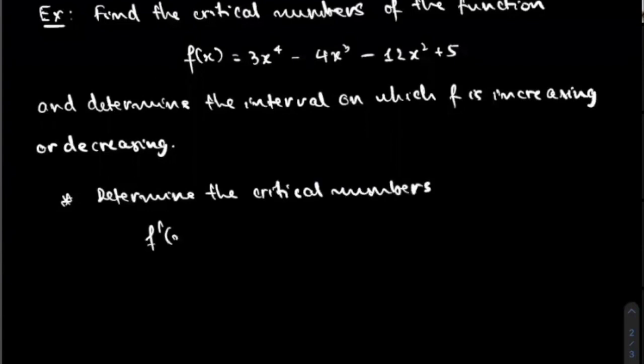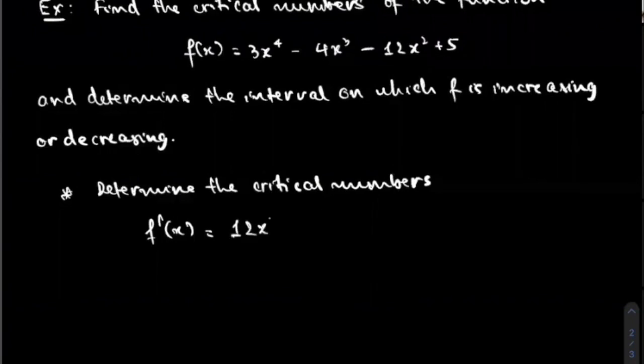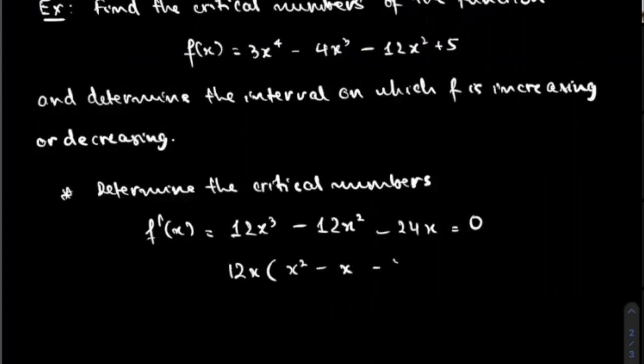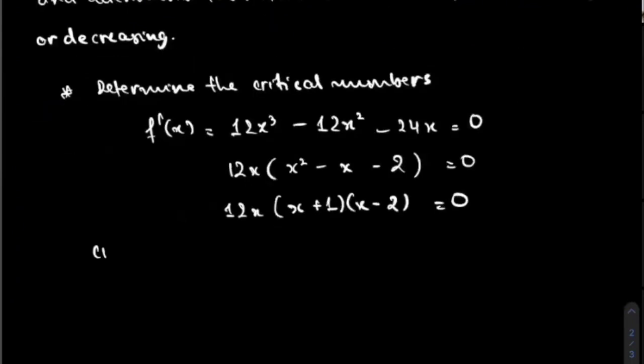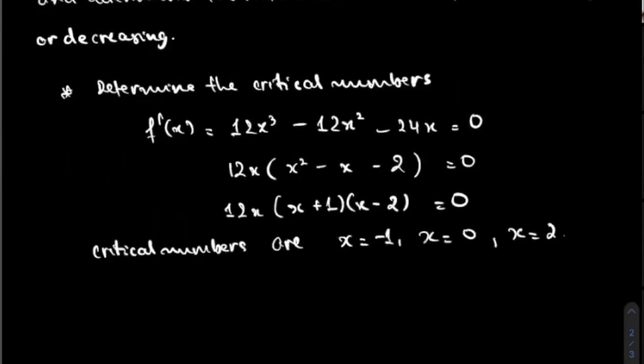Take the first derivative of the function. You have 12x cubed minus 12x squared minus 24x, and set that equal to 0. You're going to solve this. You see that 12x is the common factor. You're left with x squared minus x minus 2 equal to 0. Factor the quadratic expression inside the parentheses, and you get 12x times x plus 1 times x minus 2 equal to 0. So you have three critical numbers: x equal to -1, x equal to 0, and x equal to 2.